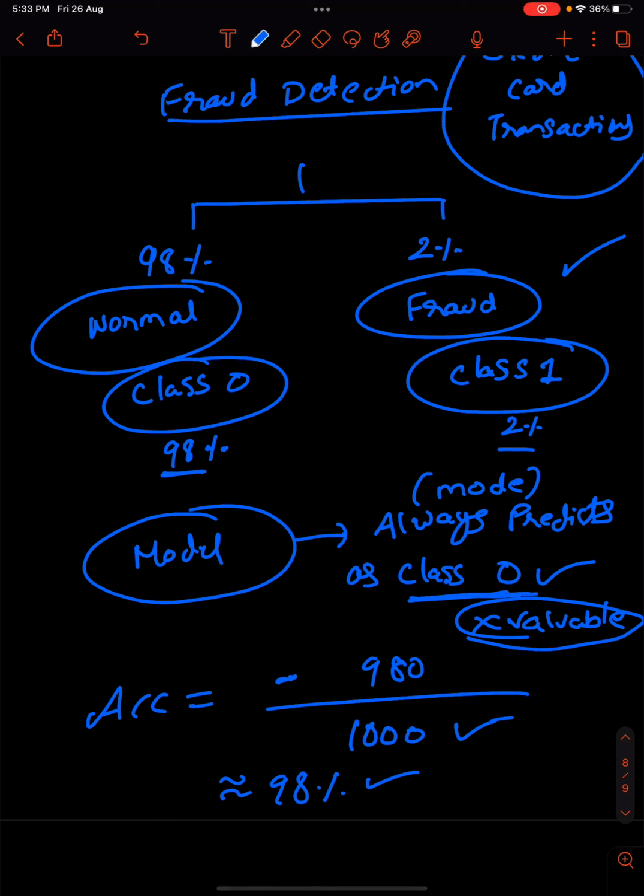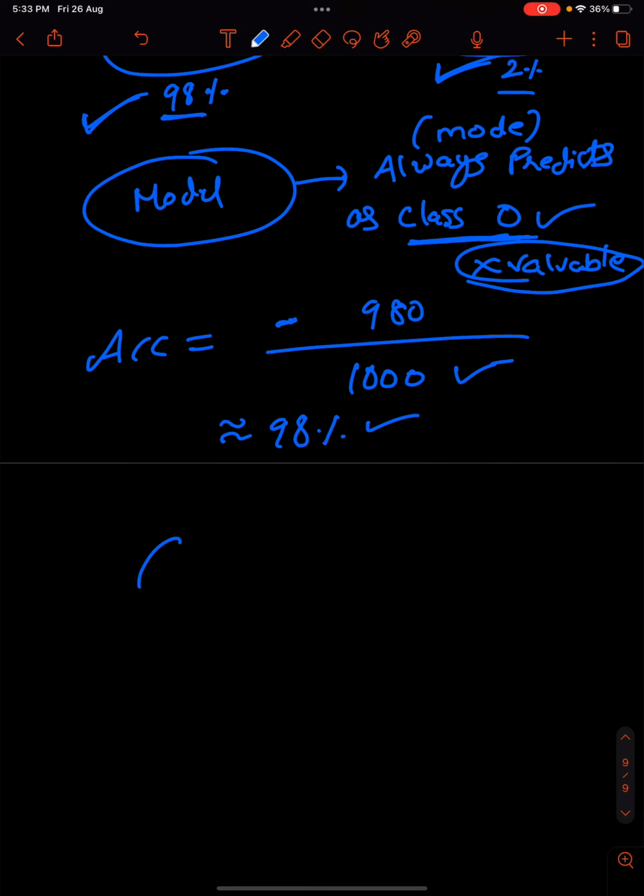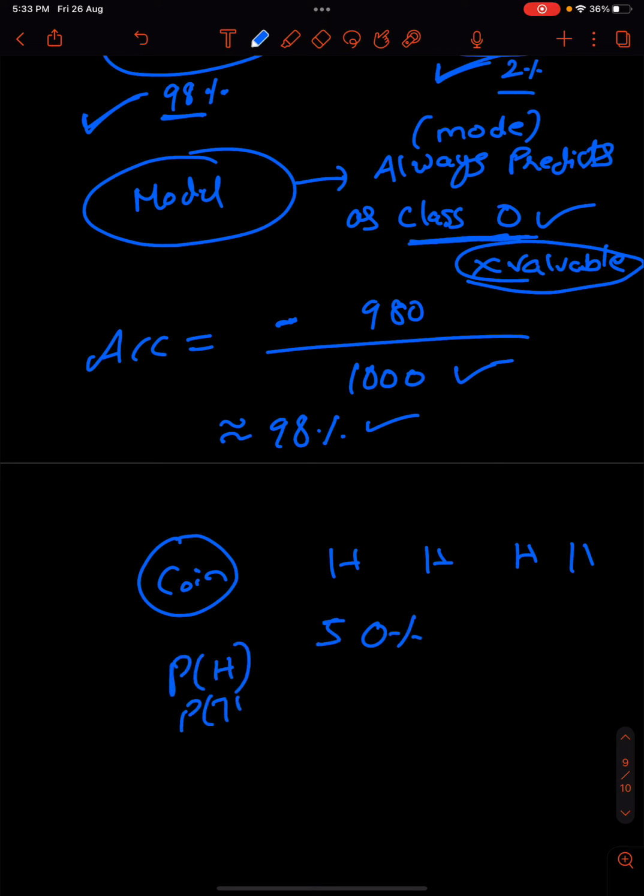Here all the predictions are in class 0, obviously because of the class imbalance. Clearly there is a class imbalance: 98% of the time it is not a fraud. So any random person, if he called all the transactions not fraud, obviously he will be correct 98% of the time, right? So if I flip a coin and I call heads all the time, what is my success probability? It is simply 50 percent, because the probability of heads and the probability of tails are both equal.